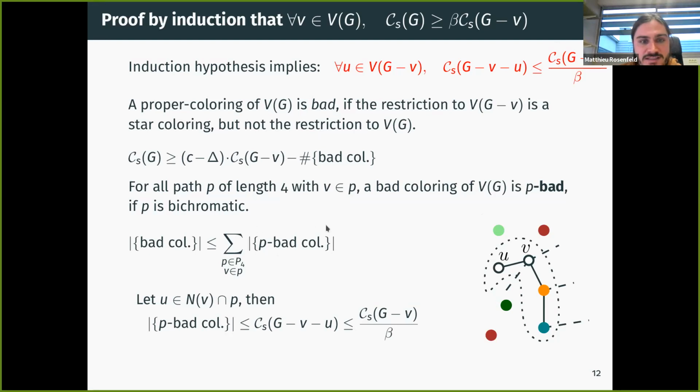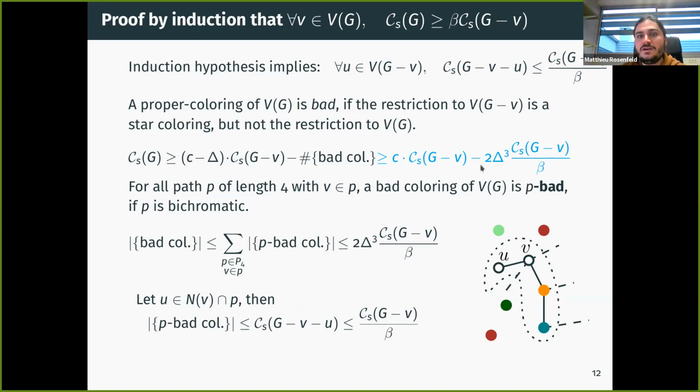So I have a bound on this part. How many summands do I have in this sum? Well, this is the number of P4s that contain V, and we've proven two slides ago that this is at most 2 times delta cubed. So this is bounded by 2 delta cubed times this bound on the number of bad colorings. Now we can replace this in the previous equation, which means that the number of star colorings of G is at least C times the number of star colorings of G minus V minus the bad colorings, which is at most this.